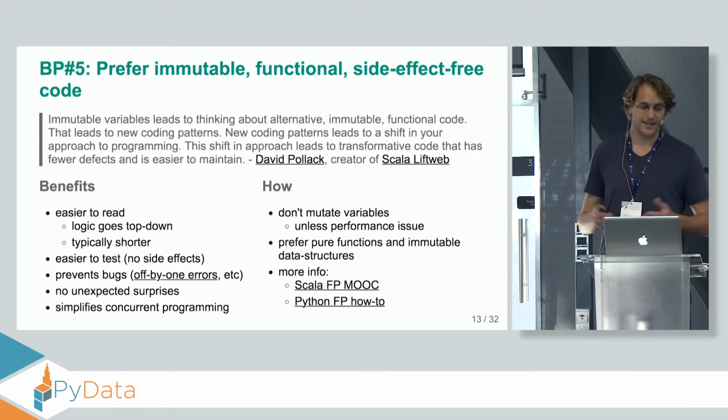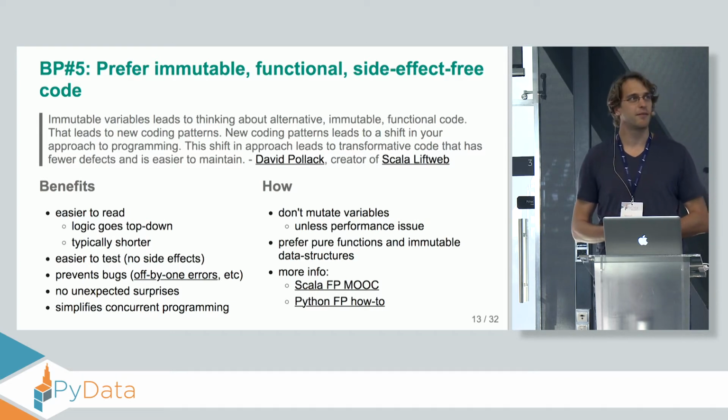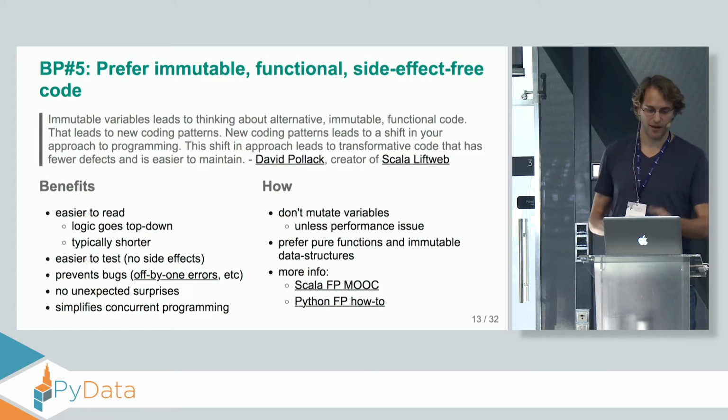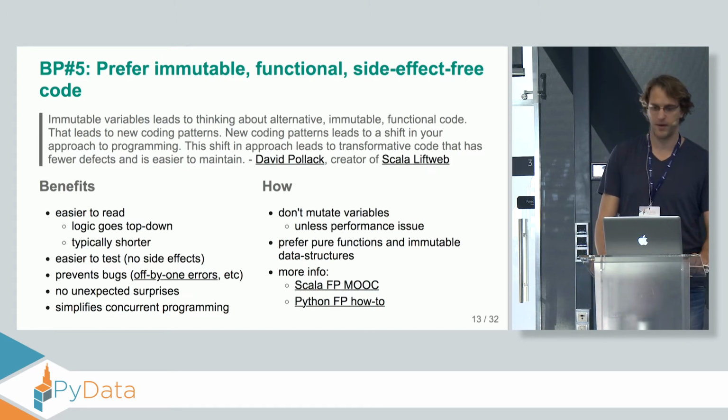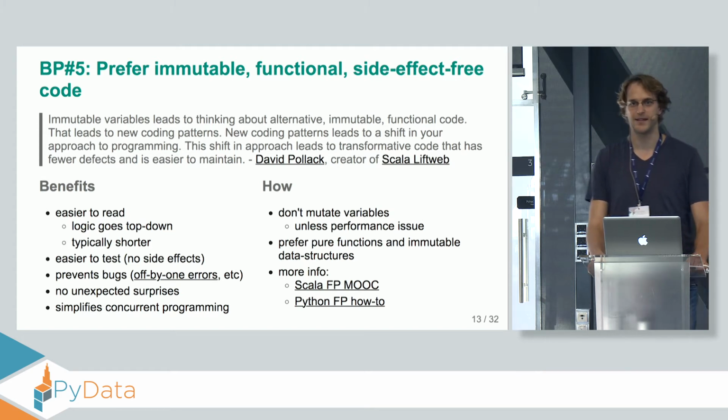All right, and then another one is to prefer immutable, functional, and side effect-free code. David Pollak, who is the creator of Scala Lift web framework, has this great quote about functional programming. I will just read it. Immutable variables lead to thinking about alternative immutable functional code. That leads to new coding patterns. New coding patterns lead to a shift in your approach to programming. And this shift in approach leads to transformative code that has fewer defects and is easier to maintain.